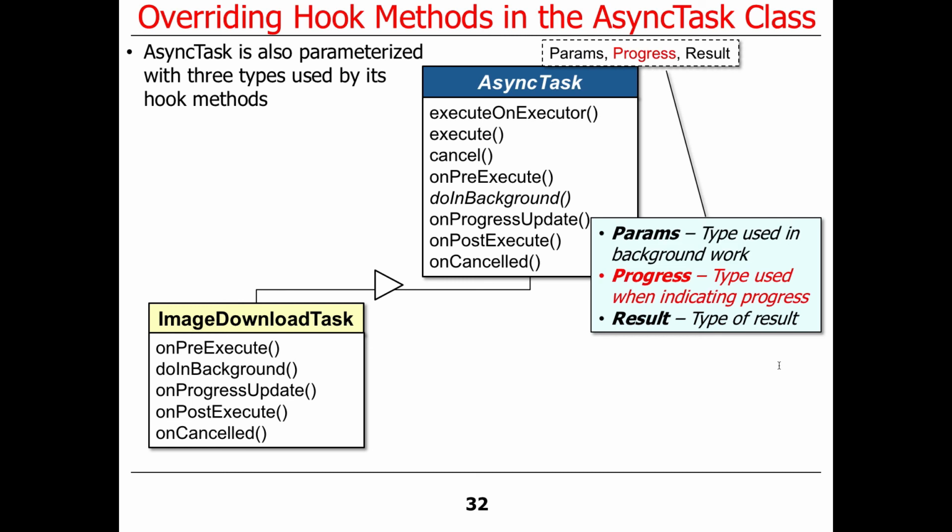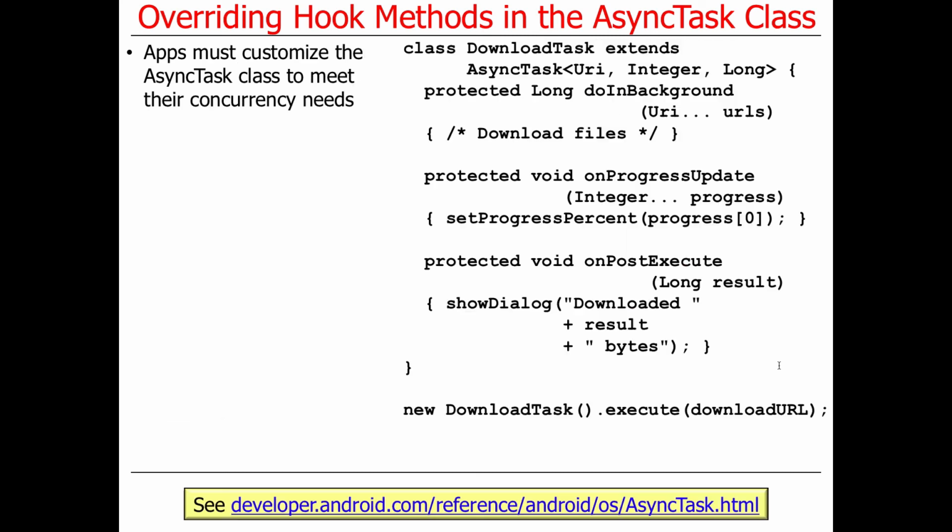Progress indicates what you're going to do for incremental updates. That's often void because you often don't need to do this, but if you do, you could make it integer or long or string or whatever. And then result is whatever is the result of doInBackground, and that is passed as a parameter to onPostExecute or onCanceled. So that basically is a way to communicate from the background thread back to the onPostExecute hook method or onCanceled hook method when things are done.